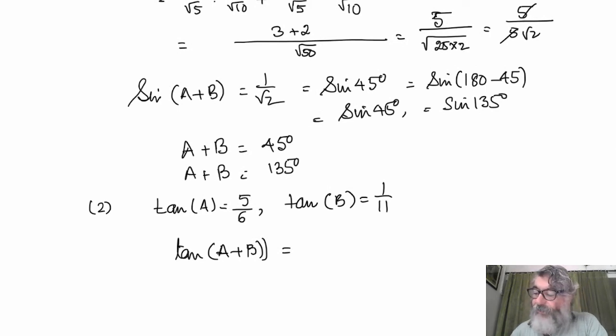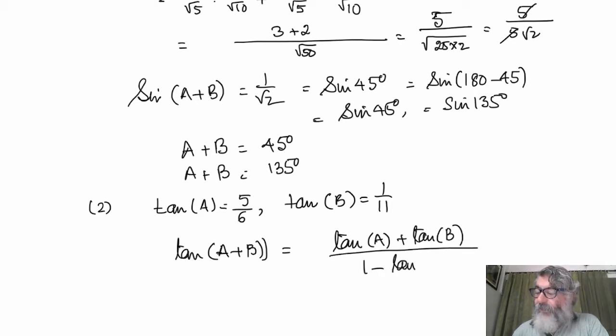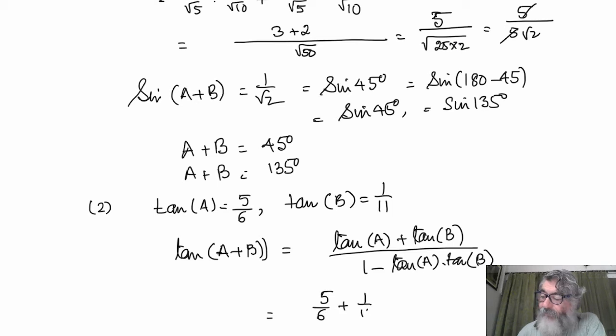The formula is tan(A plus B) equals tan A plus tan B upon 1 minus tan A tan B. The value of tan A is 5 upon 6. The value of tan B is 1 upon 11. So 1 minus 5 upon 6 into 1 upon 11.